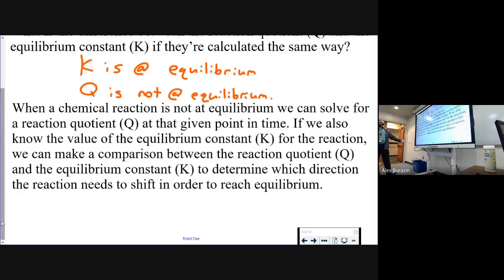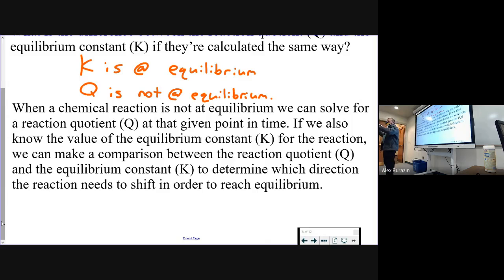Okay, so the exact same math. What happens is once we solve for Q, again, Q is some point in time that isn't equilibrium. We then can compare Q versus K. And from that comparison, we can figure out or solve which direction our reaction is going to head.